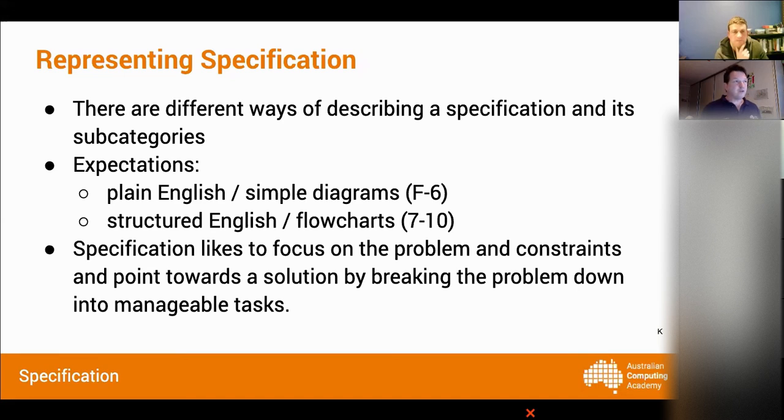We like to focus on the problem here. We like to focus on the constraints that we have. And we want to point towards a solution with specification without necessarily solving it right away, because that comes later, but we want to break it down into manageable tasks.